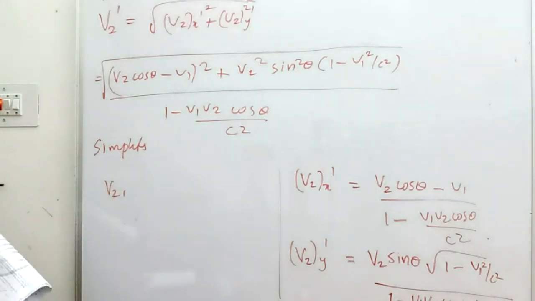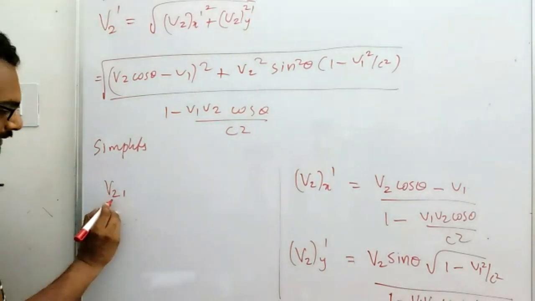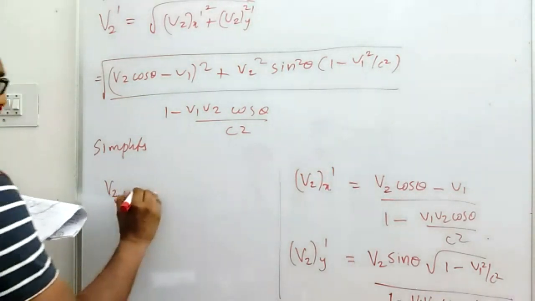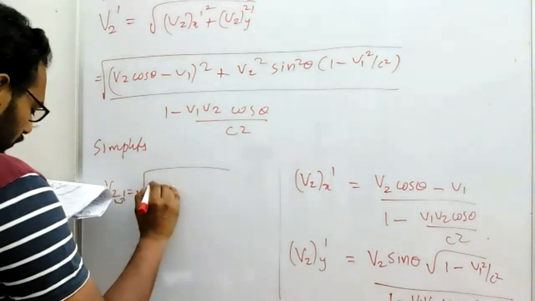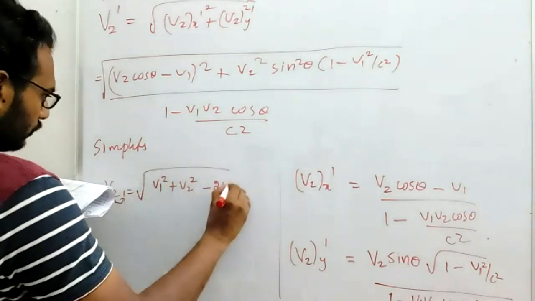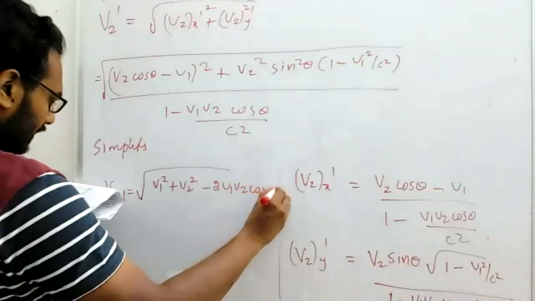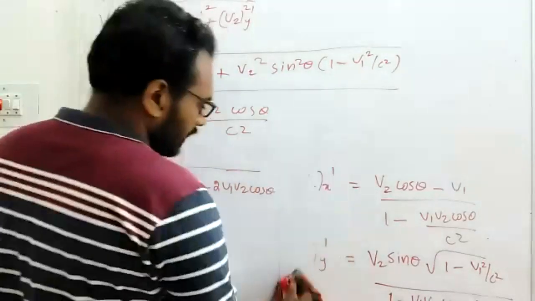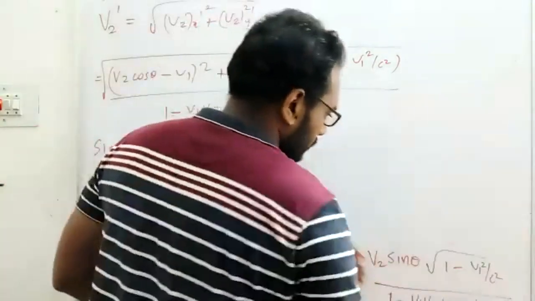We'll call this v21. It's the velocity of particle 2 with respect to particle 1. Velocity of particle 2 with respect to particle 1 is equal to square root of v1 square plus v2 square minus 2 v1 v2 cos theta. You can check this as homework.